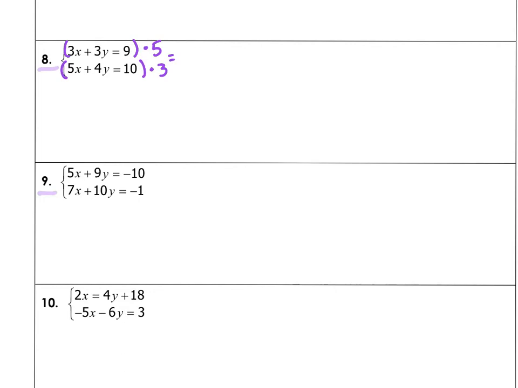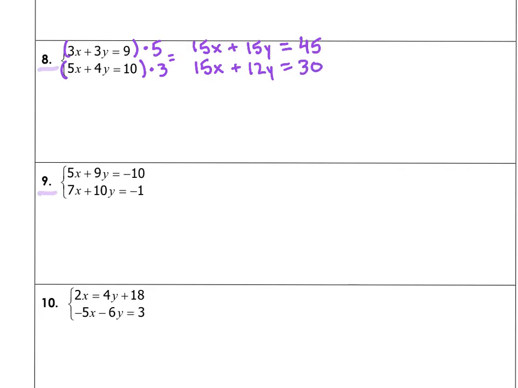Now this is going to give us these new modified equations. Look at this. When I distribute in that 5, 3x times 5 is going to give me 15x. Then we've got plus 3y times 5. That's going to give me 15y. And this is equal to 9 times 5, which is going to be 45. Now in the equation below, I'm going to have 5x times 3. That's going to be 15x. Plus 4y times 3. That's going to be 12y. And this is equal to 10 times 3, which is 30.